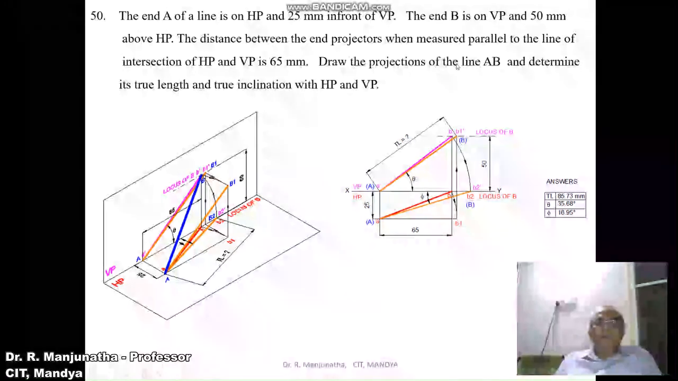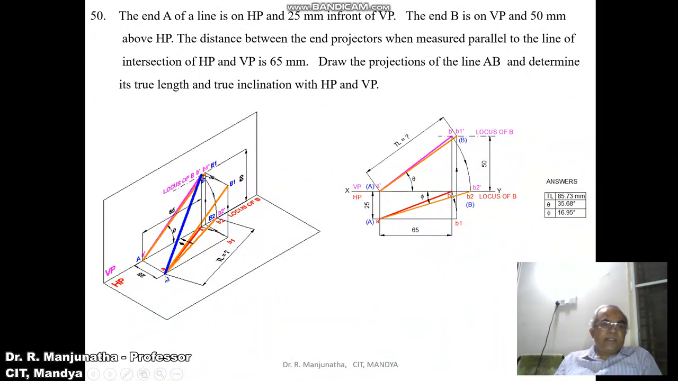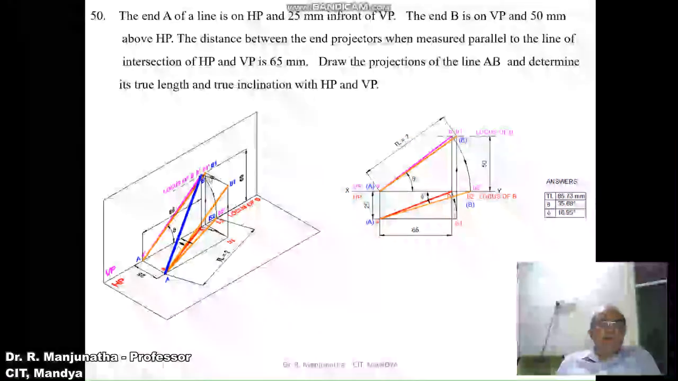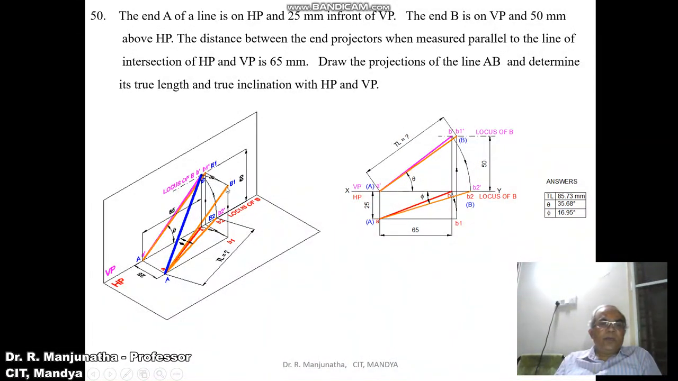Now we need to find out the true length. To find the true length, with A as center, you take the radius of AB and rotate the line capital AB such that it is made parallel to VP. That means A is in front of VP by 25 mm and B is also in front of VP by 25 mm, so this line will be parallel to VP. When you look from the top view, the image will fall on the horizontal line with AB1 parallel to VP. And when it is projected, you get this B1 dash in the front view. So the line A dash B1 dash is what gives you the true length.